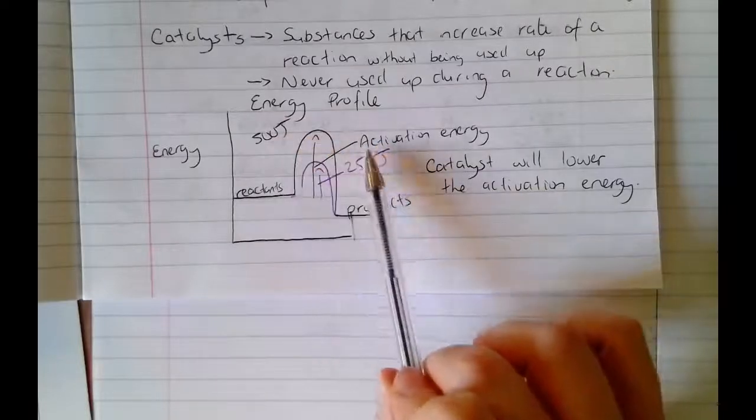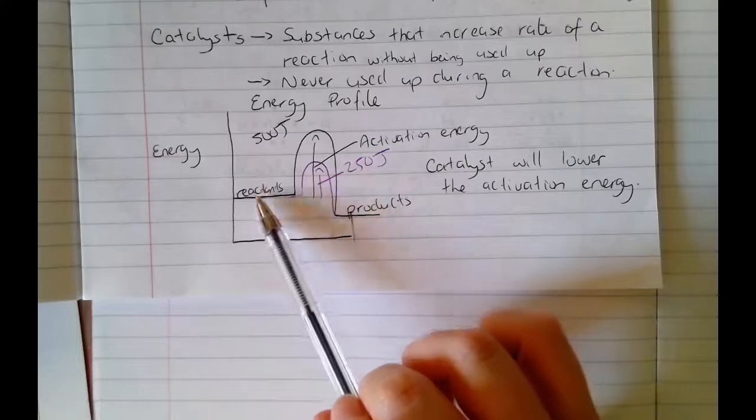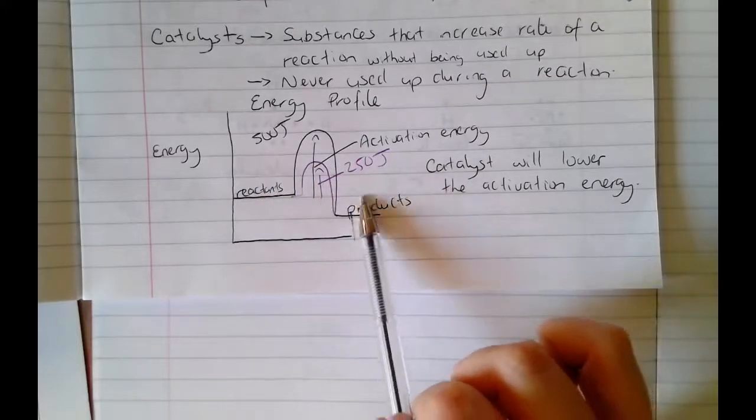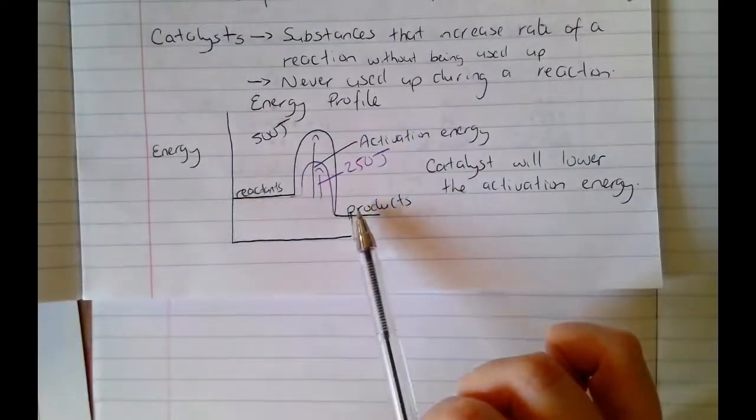Because the catalyst has lowered that requirement, more particles are going to have the energy that they need to react. So a catalyst doesn't increase the frequency of collisions, and it doesn't give the particles energy.